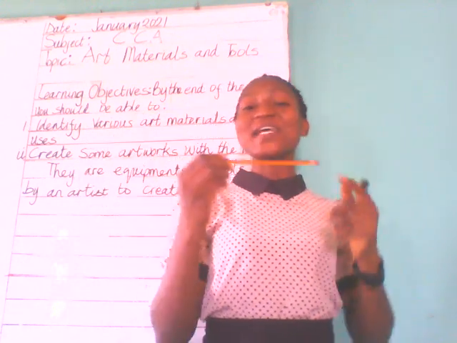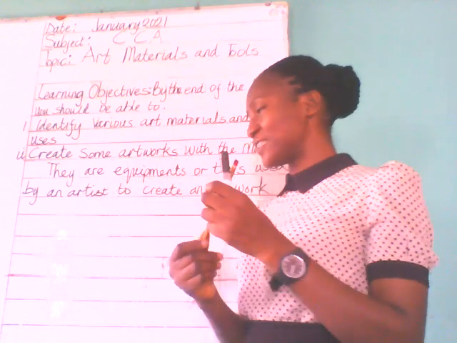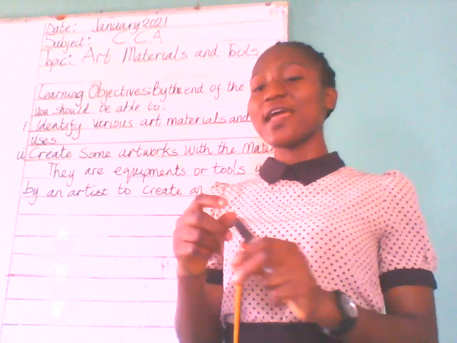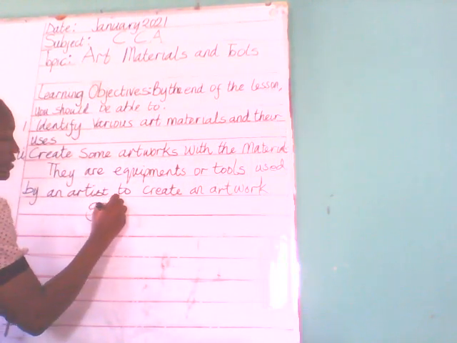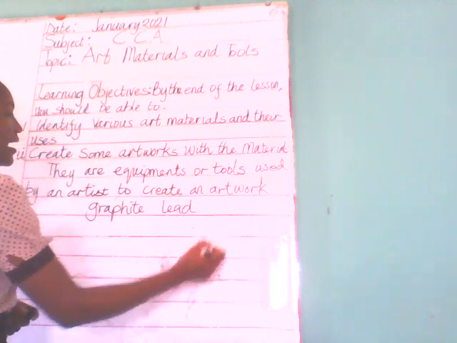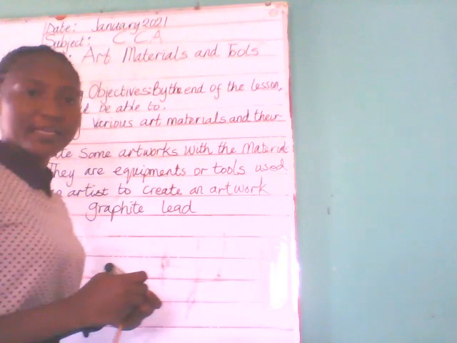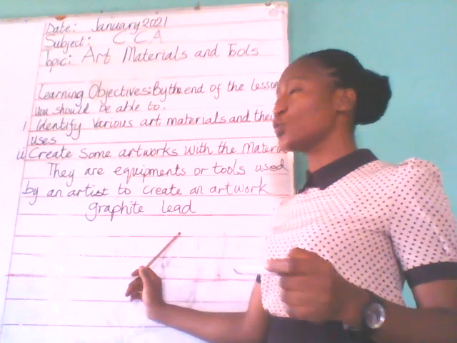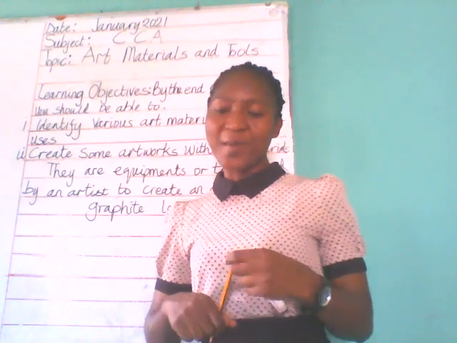Pencil. A pencil is a mixture of graphite and lead. The black thing you are seeing here is the mixture of graphite and lead. They are elements. So it is the mixture of these two elements that is used to make a pencil.